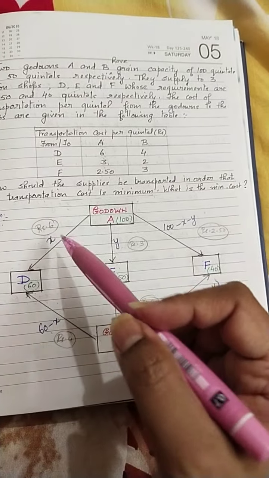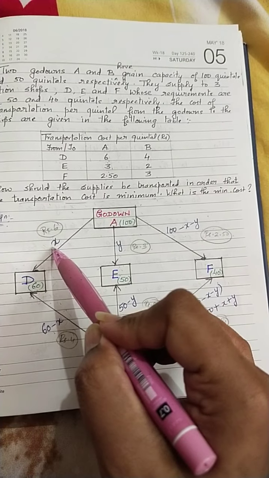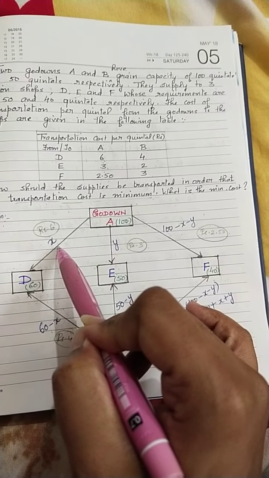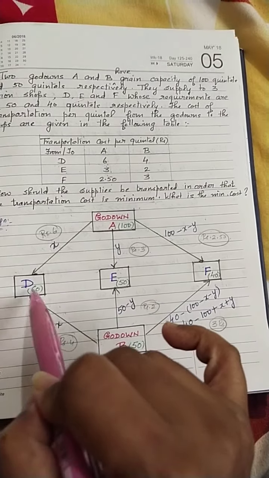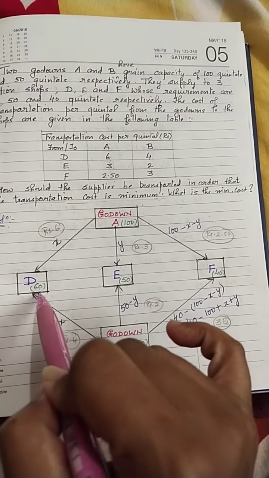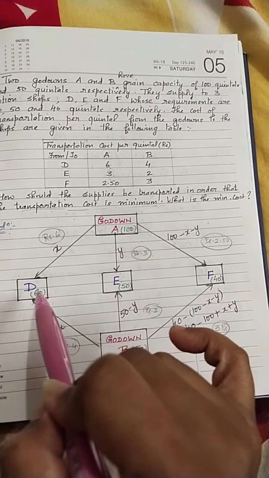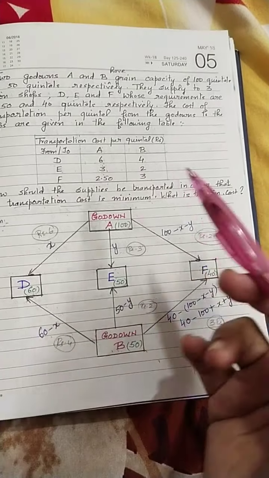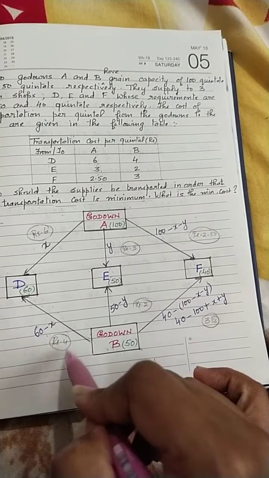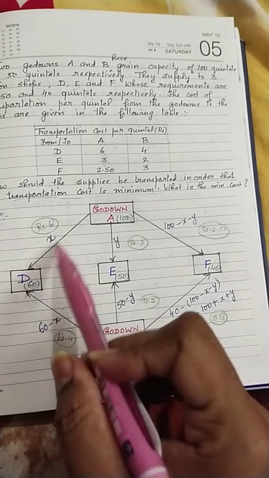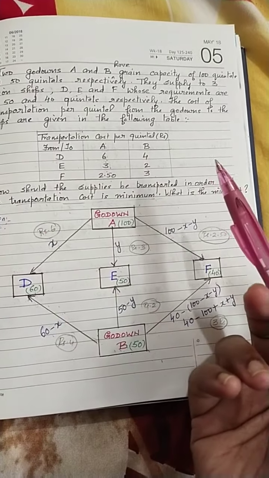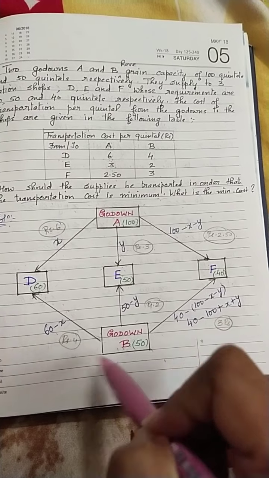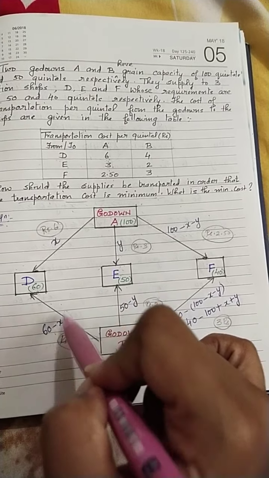For example, say godown A has supplied 10 quintals, 10 is say X. How many quintals does ration shop D need? 60. Out of 60 it got 10 from godown A. So how much should it get from godown B? 50. That is 60 minus 10. So same concept, same funda we are applying. In place of 10 we have X. We don't know how many quintals have been supplied, so the remaining it will get from B. How much? 60 minus X.